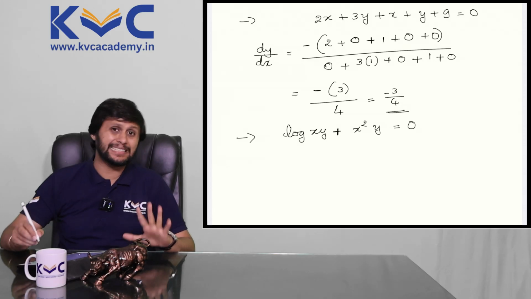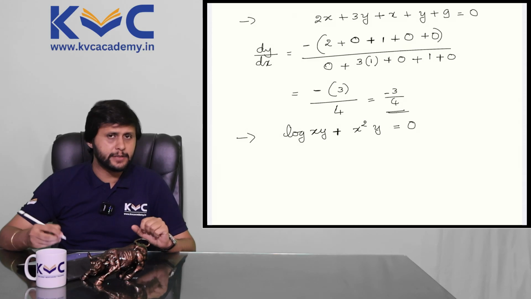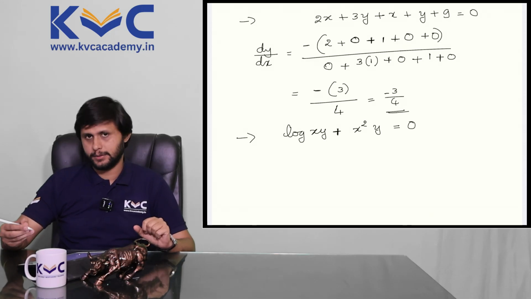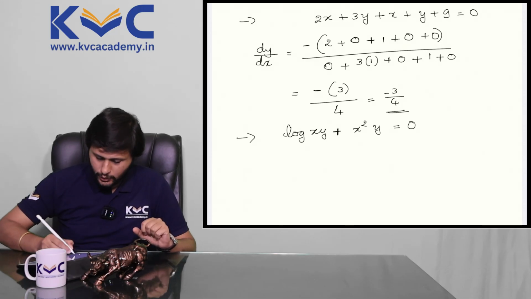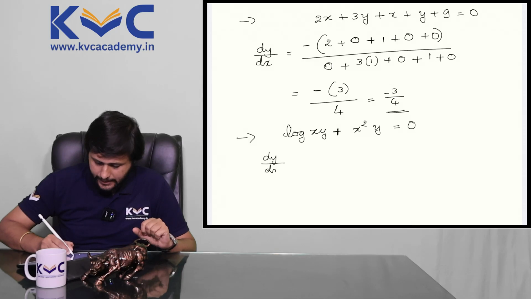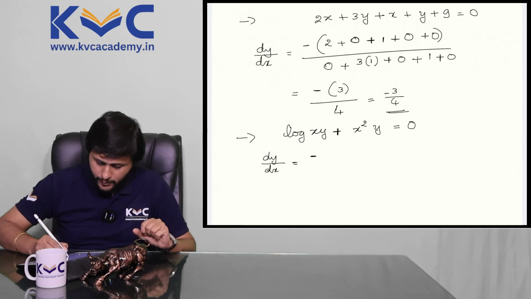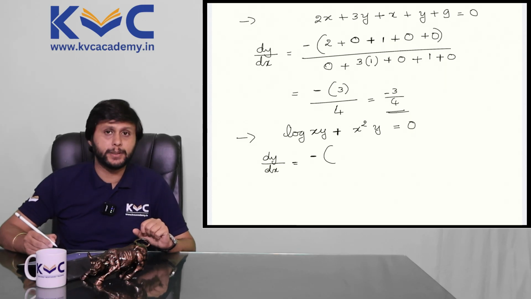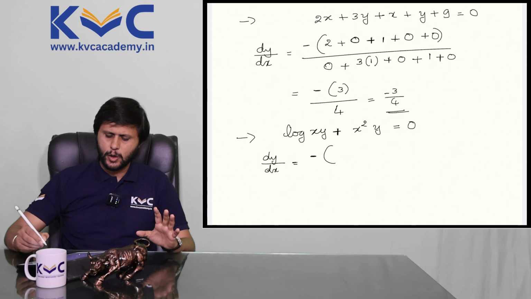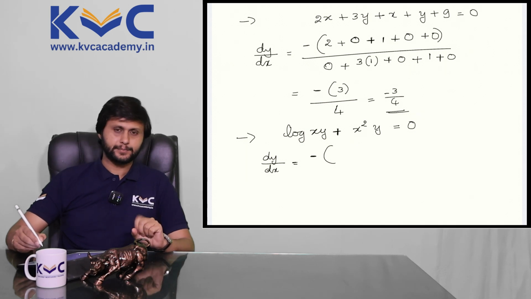Fine. Now how to solve this? First we have log xy. Do we know the differentiation of log xy? We do not. Okay. Now we will go to our shortcut method, dy by dx. Left hand side I have written. Right hand side, what should I do? I should put minus sign, put small bracket open. Now differentiation of log xy.